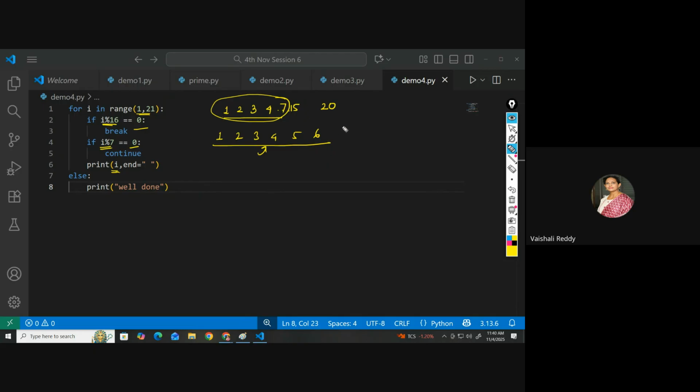Yes. Now, when i becomes 7, 7 is divisible by 7, it says continue. Continue means skip. That means go for the next iteration. So what is my next iteration? 8. So 8 will be printed: 8, 9, 10, 11, 12, 13. The moment i becomes 14, 14 is divisible by 7, so continue. So it will go up to 15. 15 will be printed. Now when i becomes 16, is 16 divisible by 16? Yes, it is. It says break. Break means come out of the for loop. So from the for loop, it will jump outside. Then this part will not be executed because we did not complete the loop. So this is my final output.